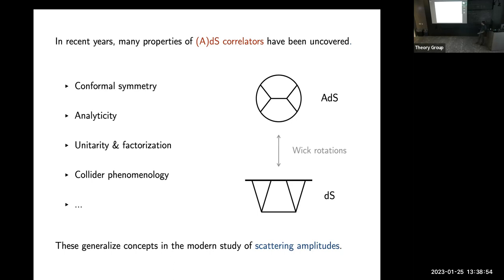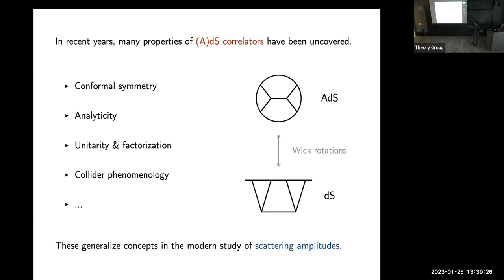But fortunately, there has been a lot of activity in trying to understand the structure of these correlation functions in both AdS and dS from various perspectives. And now we seem to have a much better connection between these correlation functions living in different spaces. So just to give you some taste of the recent developments, here is a non-exhaustive list of some of the things we've come to understand better about these correlation functions. Let me just highlight a few of them.